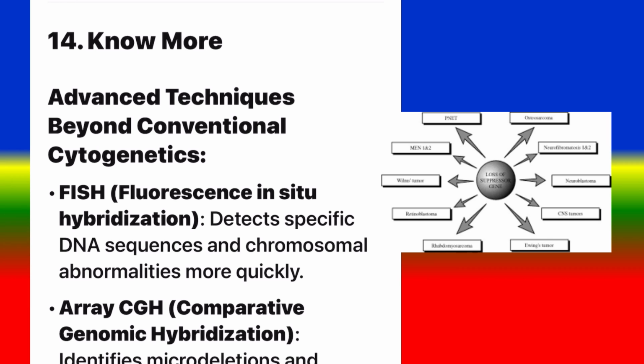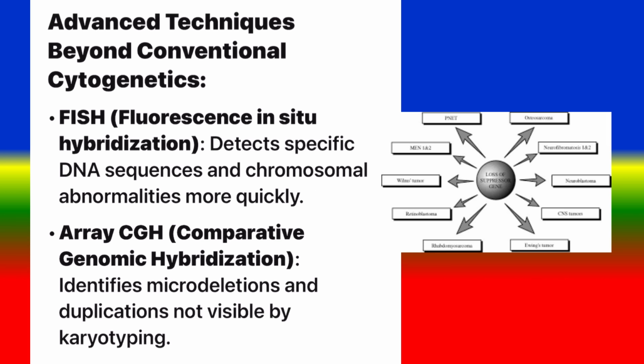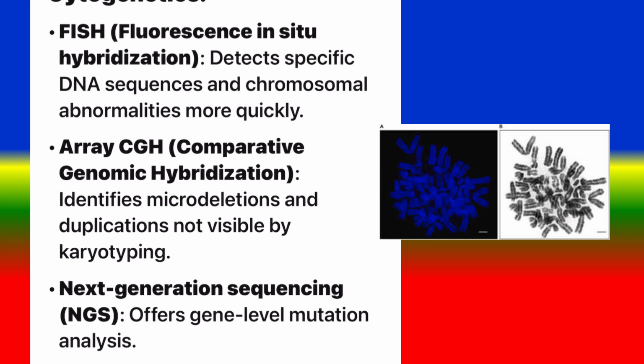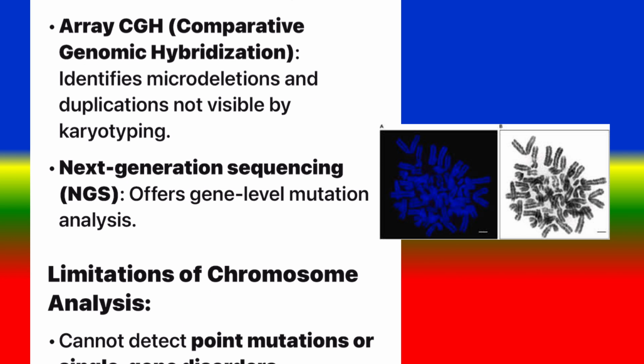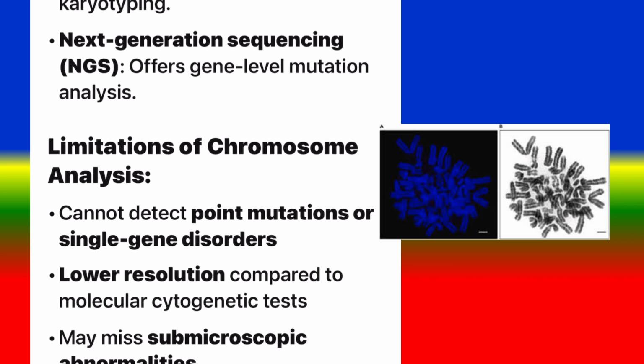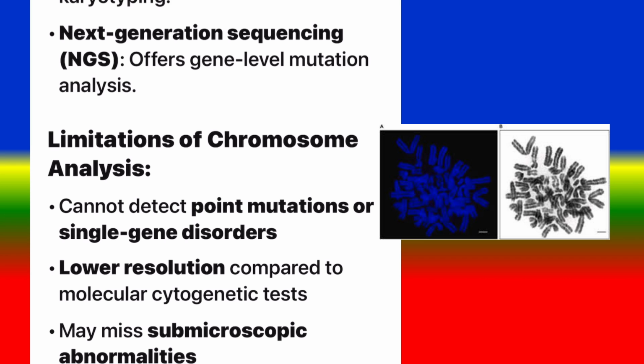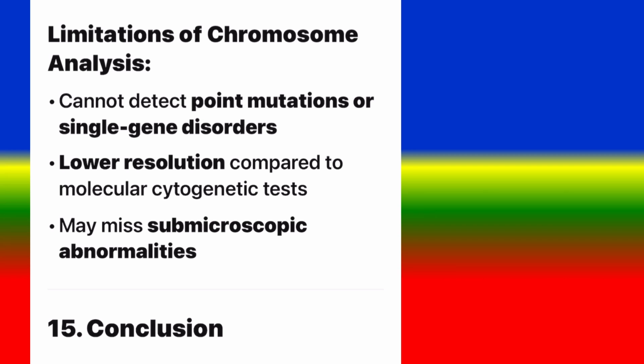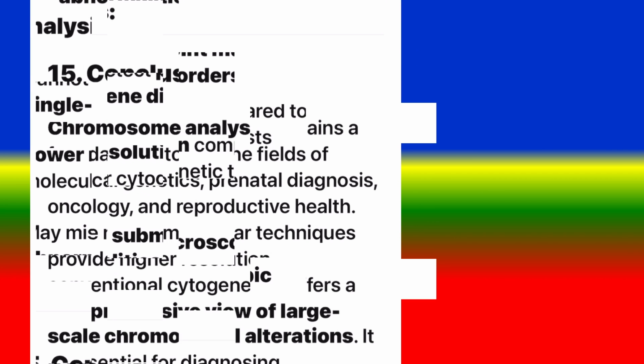14. Know more. Advanced techniques beyond conventional cytogenetics. Fluorescence in situ hybridization detects specific DNA sequences and chromosomal abnormalities more quickly. Array CGH, comparative genomic hybridization, identifies microdeletions and duplications not visible by karyotyping. Next-generation sequencing offers gene-level mutation analysis. Limitations of chromosome analysis: cannot detect point mutations or single gene disorders, lower resolution compared to molecular cytogenetic tests, may miss submicroscopic abnormalities.